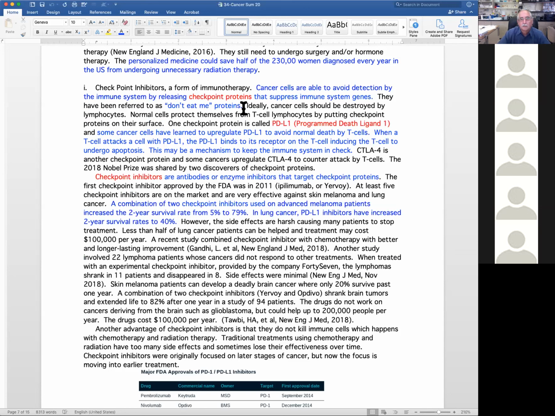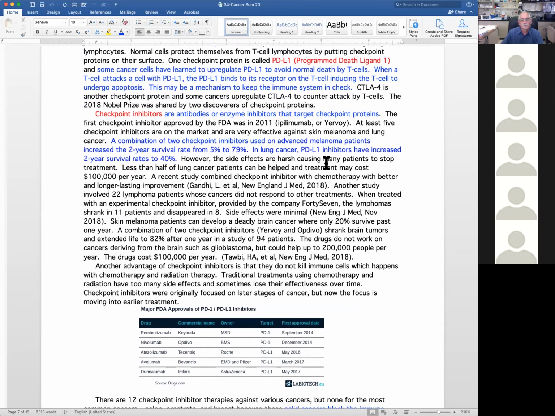Okay. So here's one, PD-L1. Some cancer cells have upregulated the gene for PD-L1 to protect themselves from attack by these T cells. It causes the T cell to undergo apoptosis. So originally this is probably a mechanism to keep the immune system in check. There's another one, and here's another one.